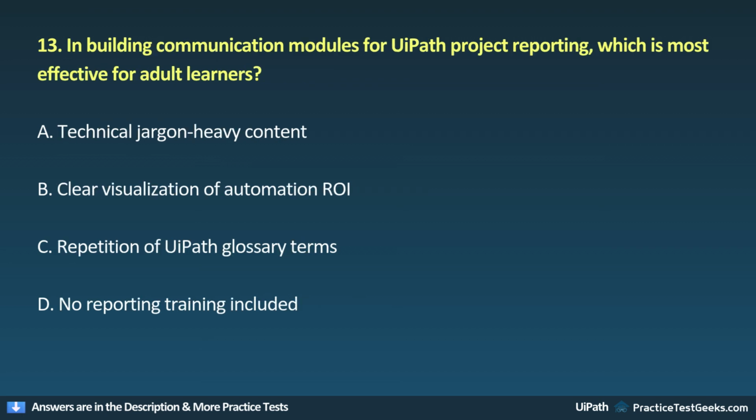13. In building communication modules for UiPath project reporting, which is most effective for adult learners? A. Technical jargon-heavy content. B. Clear visualization of automation ROI. C. Repetition of UiPath glossary terms. D. No reporting training included.